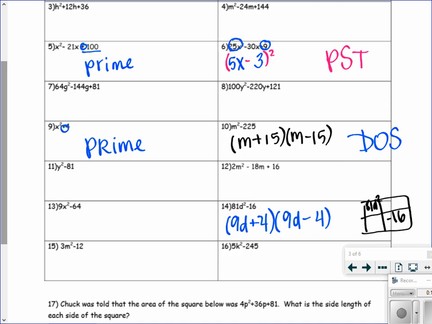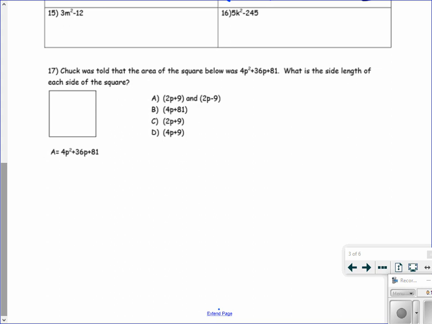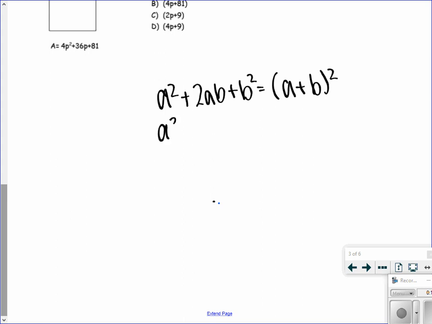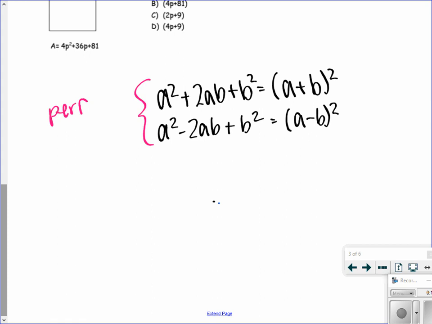Okay. And then, do y'all ever just look at your formula chart to look at things? No. Some people do. I want y'all to just be aware of it. Your formula chart has, it's written as a squared plus 2ab plus b squared equals (a plus b) squared. It's also written as a squared minus 2ab plus b squared equals (a minus b) squared. This is the mathematical representation of your perfect square trinomials.